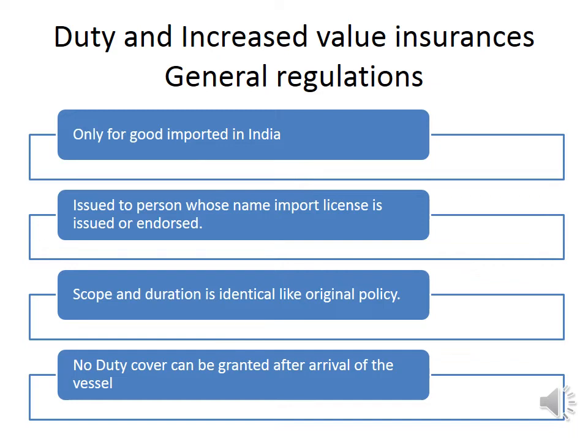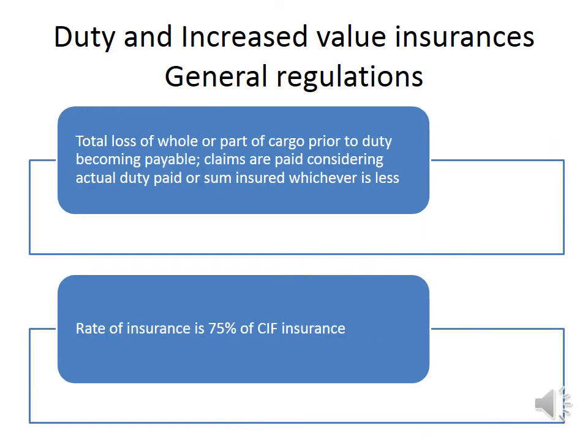The custom duty cannot be subrogated. That means the insurance company cannot pay the claim and get rights of subrogation and fight with custom. Custom duty is not under subrogation. So you have to fight the consignee and consignor. They will have to see for the duty portion themselves. So what are the duty and increased value insurance general regulations?